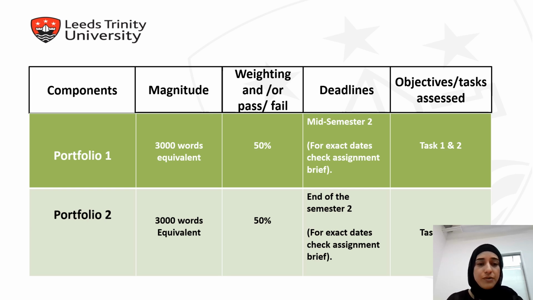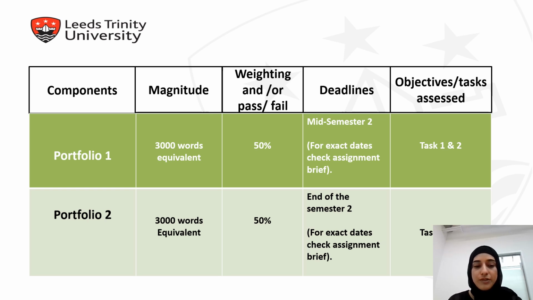As I already told you, this module has two portfolios as assignments, portfolio number 1 and portfolio number 2. Portfolio number 1 is 3000 words or equivalent. Portfolio number 2 as a whole comprises 3000 words or equivalent. If we talk about passing percentage, there is 50% passing marks for portfolio number 1 and 50% for portfolio number 2. Portfolio number 1 deadline will be in mid semester 2. For exact dates, please check your assignment briefs.